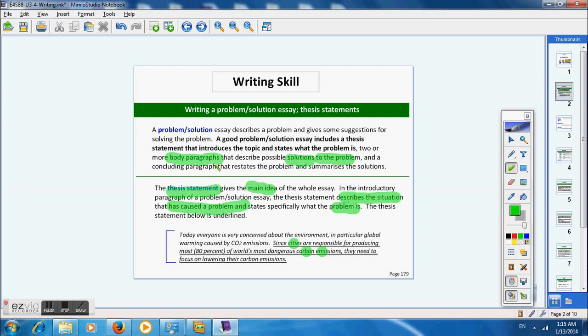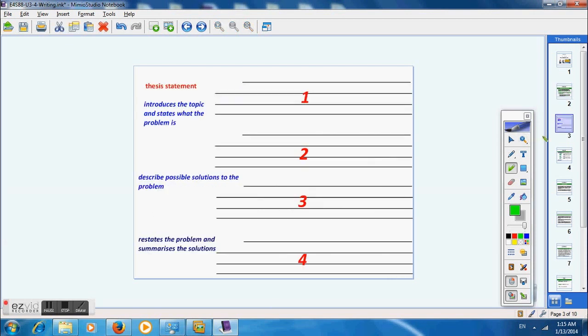The last paragraph talks about the concluding paragraph, which talks about the problem, stating the problem again, writing the problem again, of course in different words, and of course a summary of the solutions. So this is how it will look like.